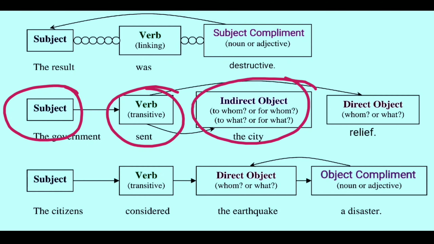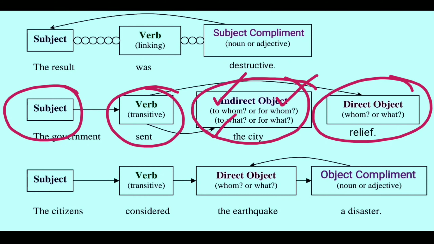Let us try to understand the next type of sentence pattern, and it is subject plus verb plus object plus object. Students, you may be thinking two objects are there. Yes, one object is the indirect object, the other is the direct object. The first is the indirect object, the second is the direct object. When you ask the sentence to whom, for whom, to what, for what, the answer will be your indirect object. Sometimes it refers to a living being, but here it is the city. It is not a living being, still it is an indirect object. And when you ask the sentence whom or what, the answer will be your direct object.